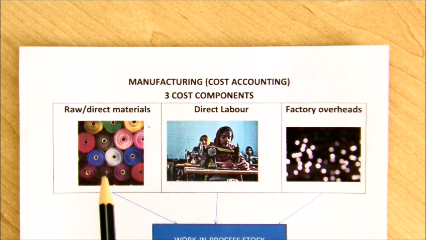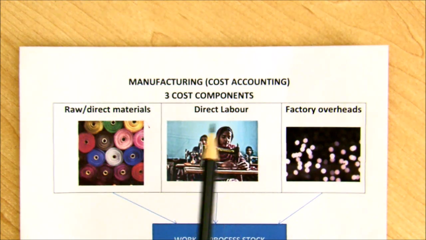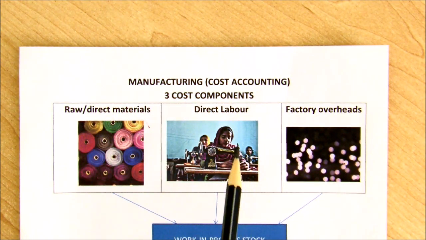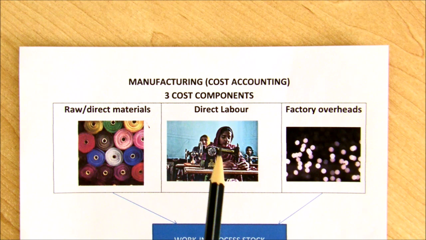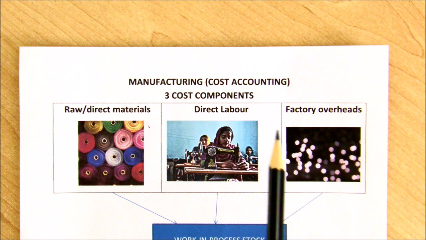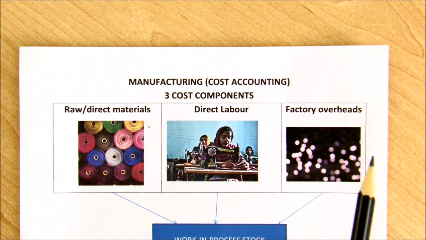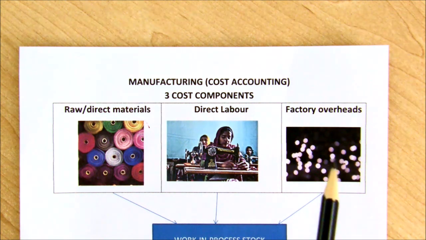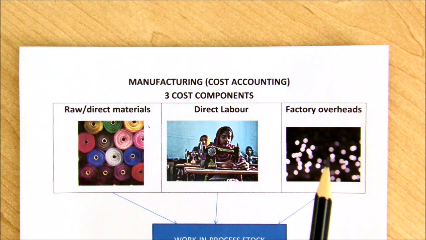Secondly, that material has to be cut and then sewed. So you've got labor that will be involved in actually the sewing of the material throughout the day. And then thirdly, we've got what we call our factory overheads. These would be your rent, your electricity, your cleaners, your consumable stores, your depreciation, and so on.